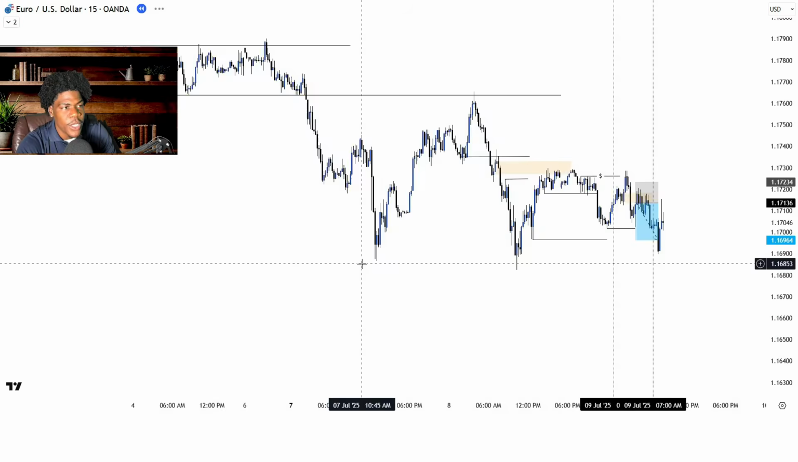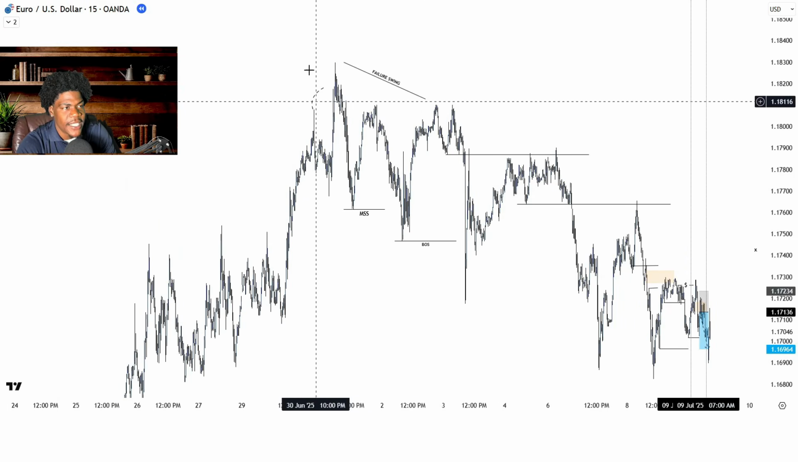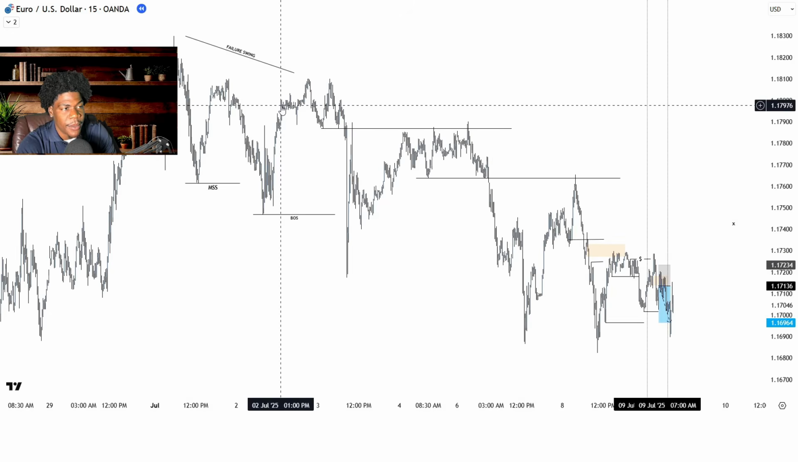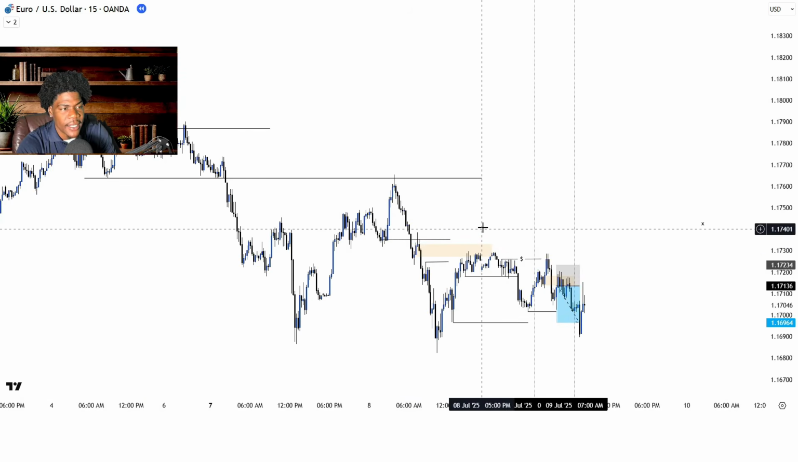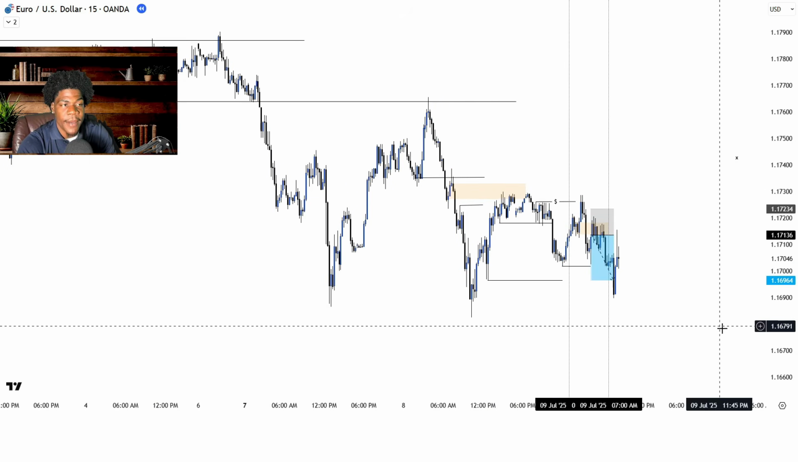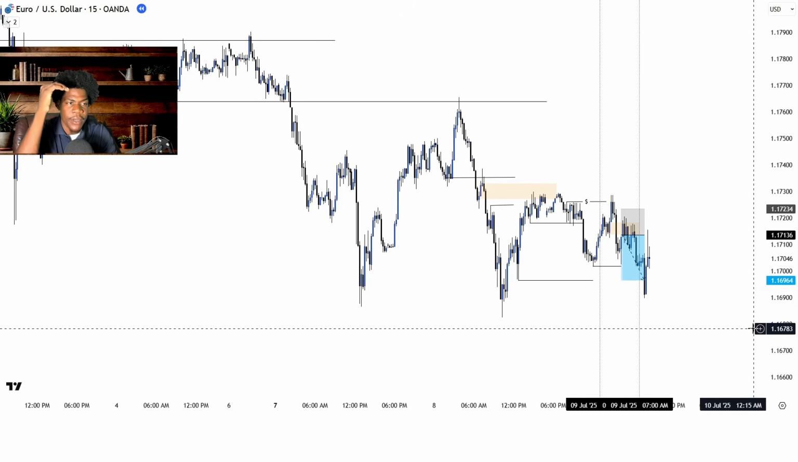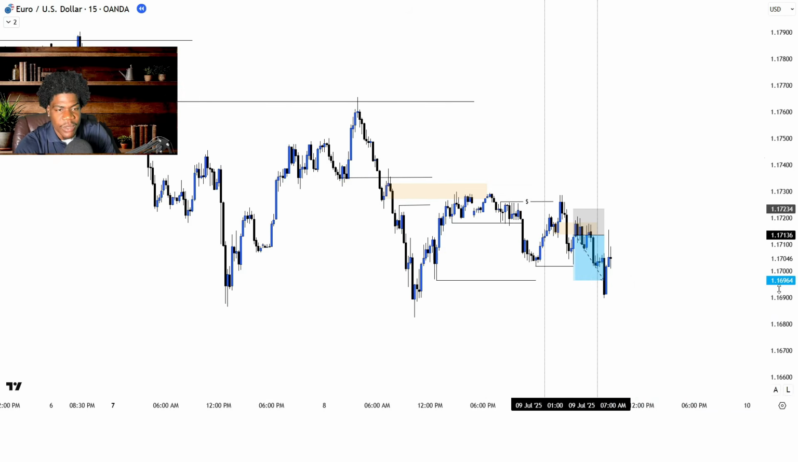What did we use? We used the higher time frames, right? This is the higher time frame structure, right? Then we kept zooming in. On the lower time frames, we did a top-down analysis. We went from the 4 hour, the 1 hour, the 15 minutes now to execute this strategy.